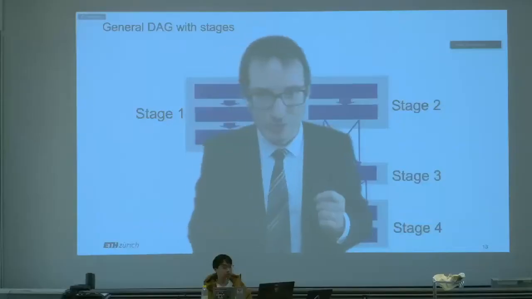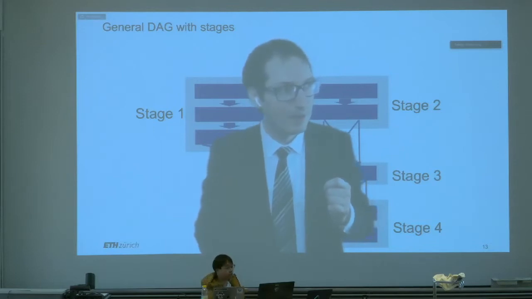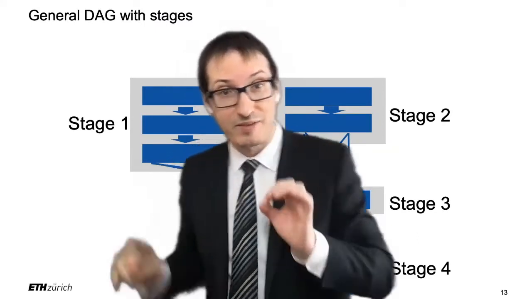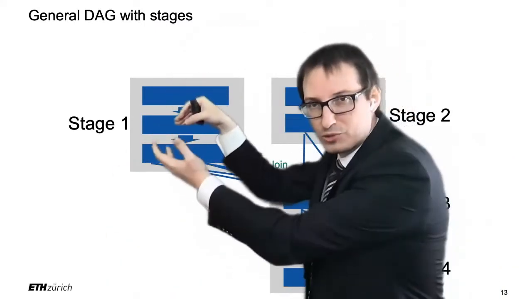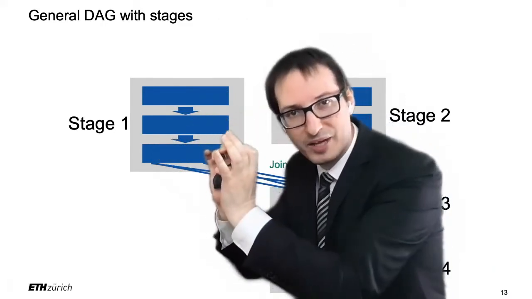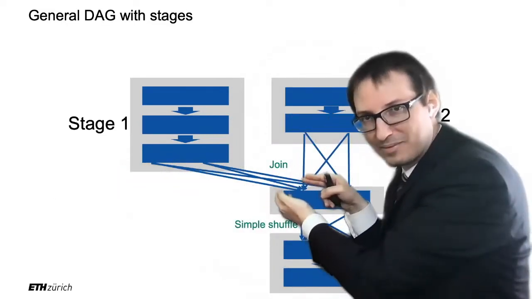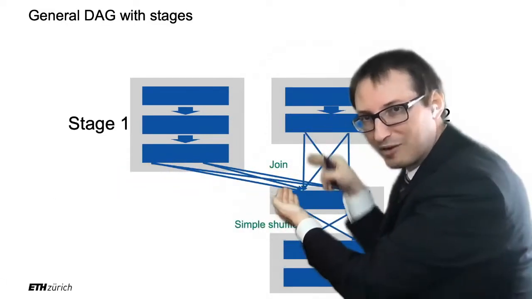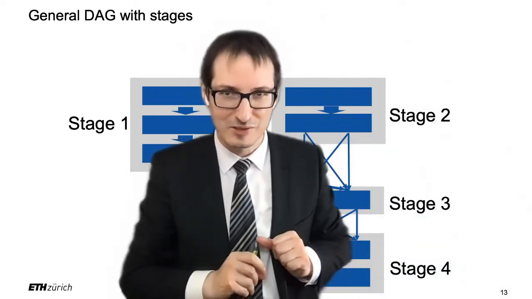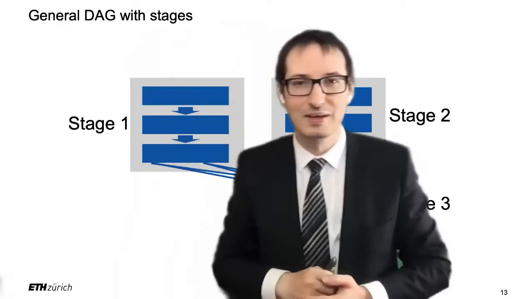You have a question? Does a stage consist only of narrow dependencies? Yes, by definition. The reason is that you can only squeeze together the transformations if there are only narrow dependencies. As soon as you have a wide dependency, you have to end the stage and shuffle. Right? So as soon as you have a wide dependency, you are forced to shuffle. All right, does it make sense? Yes.